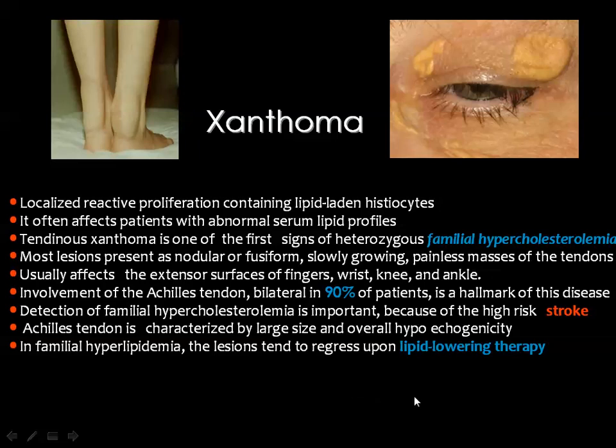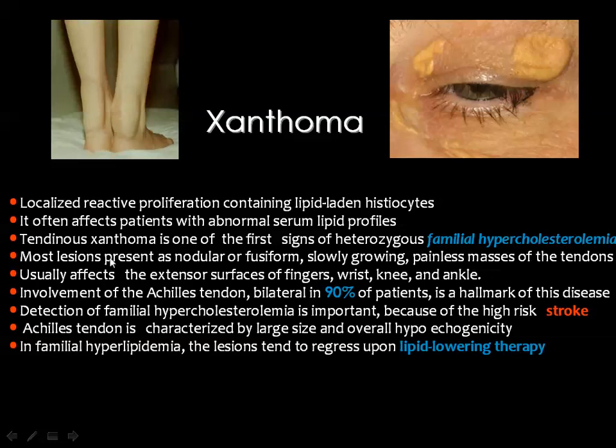Then we came to another lesion, which is the xanthoma. Xanthoma is considered a localized reactive proliferation of lipid-laden histiocytes, and it affects patients with abnormal serum lipid profile, those with familial hypercholesterolemia, for example. They may complain of this particular disease, and if the manifestations are seen clinically, they should have their triglyceride level in the blood checked.